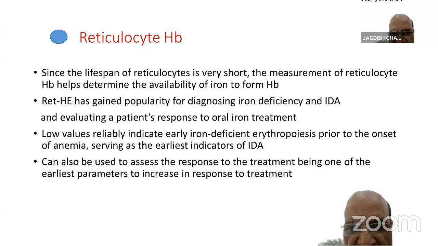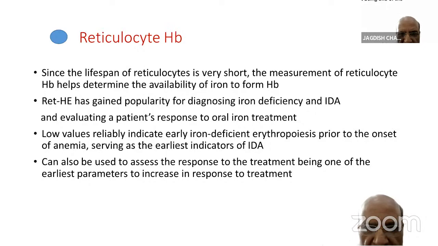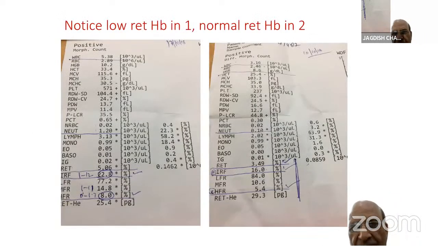And the low values reliably indicate iron deficient erythropoiesis. And they also serve as the earliest indicator of iron deficiency anemia if you are monitoring the retic hemoglobin. So, they can be used for assessing the response as well. These are two, you can see two printouts of the reports.